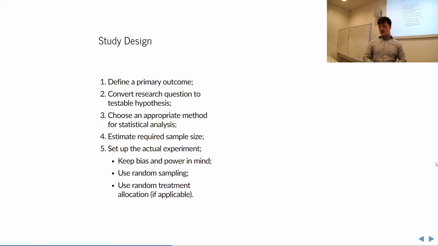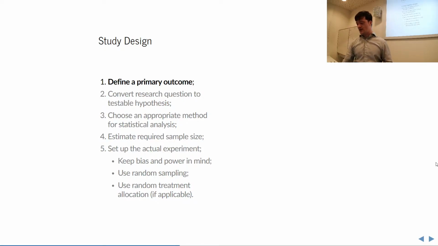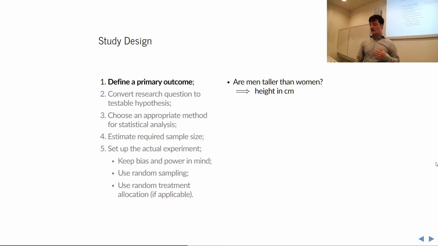Then some practical considerations. This would be the order in which you set up an experiment for hypothesis testing. The first thing and a very important step is to define a clear primary outcome. You should not collect any data if you're not quite sure yet what you're going to do with that data. That's my point. So let's go over the three examples again. Are men taller than women? Then your primary outcome is the height in centimeters or in inches, whatever, of individuals.